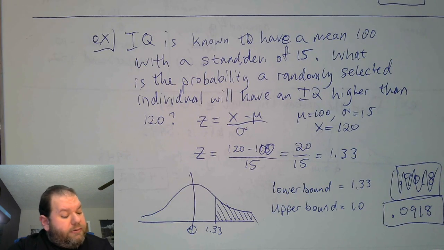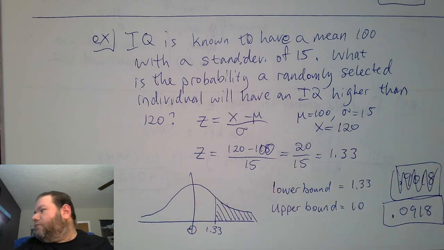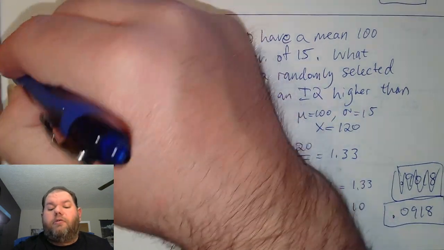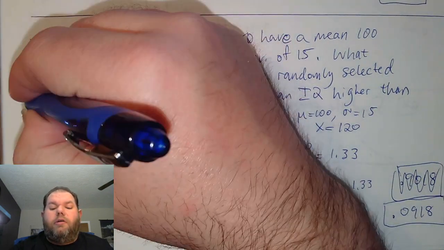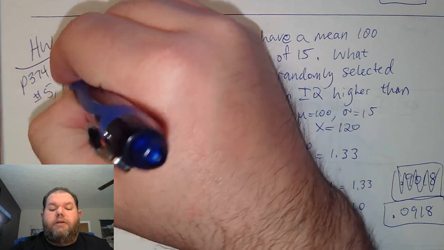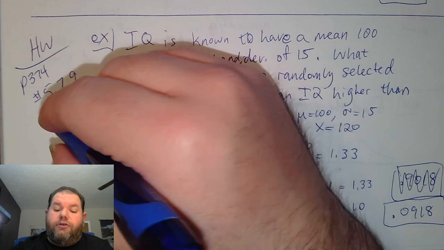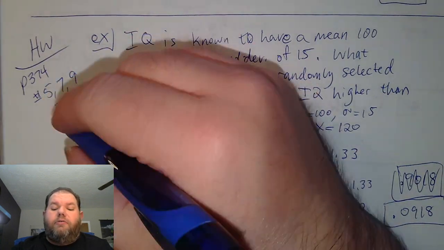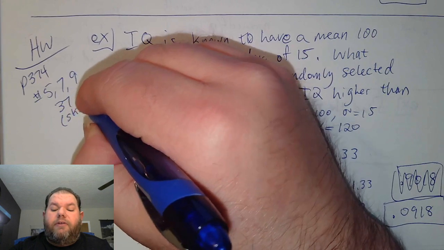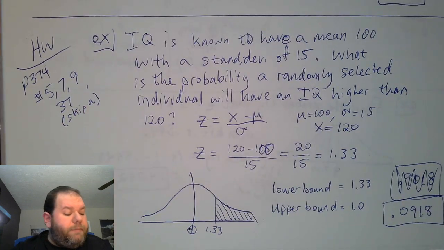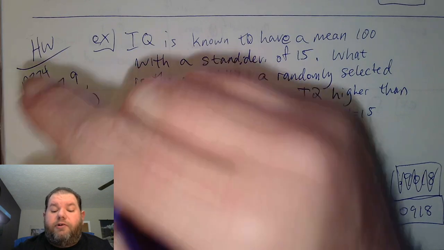Let's see. So on page 374, look at 5, 7, and 9. And if you want to try out an application, look at 37. Although I would say in that case, skip A. Don't really worry about that one. But B, C, and D would definitely be the ones you want to look at for 37.